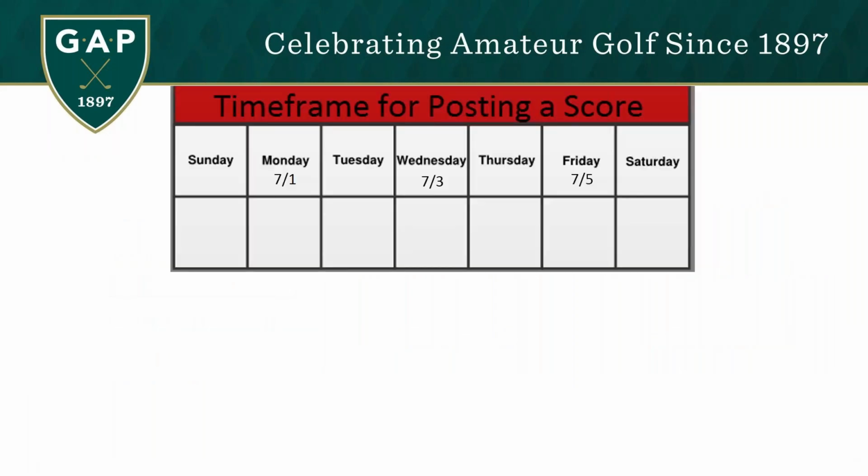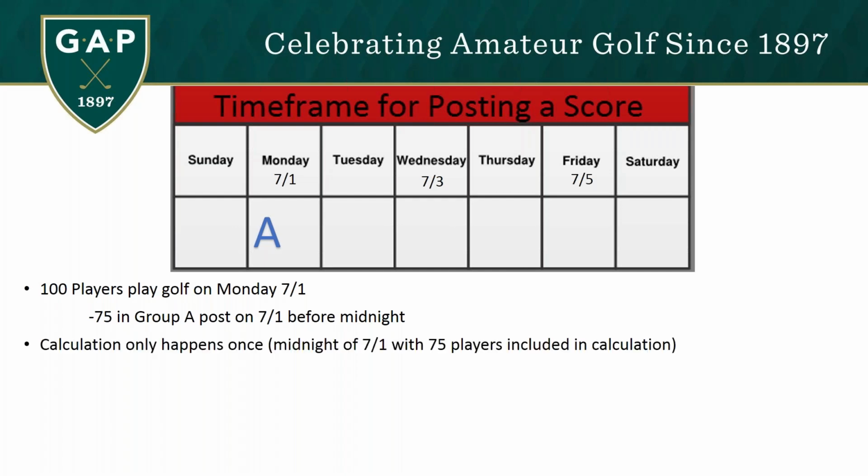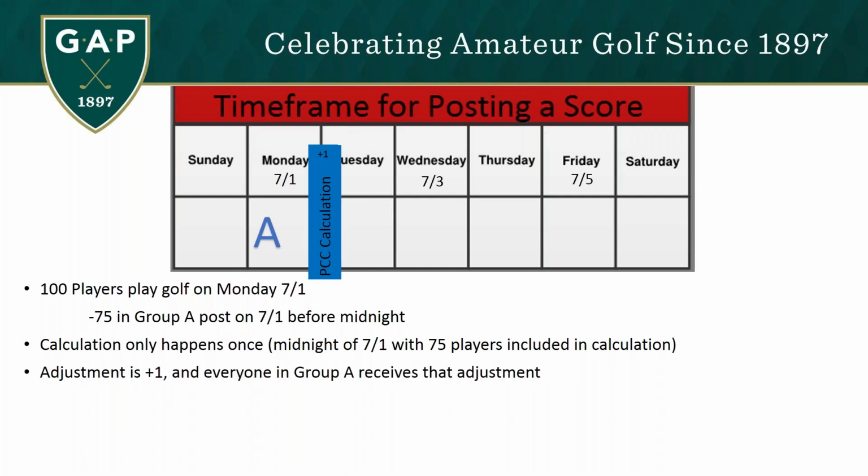And we did have a question on the time frame of score posting and how that's extremely important in the new World Handicap System, not only for daily revisions where your handicap will update the next day, but also with PCC. So we'll take a look at an example of 100 players playing golf on Monday, July 1st, and this is just a hypothetical example. Just 75 of those players post on 7/1 before midnight. So 75 of the 100 play that day, post their score, date it July 1st, and they're in the system. The calculation only happens once, at midnight of 7/1, with just those 75 players included in the calculation. And here the adjustment is +1.